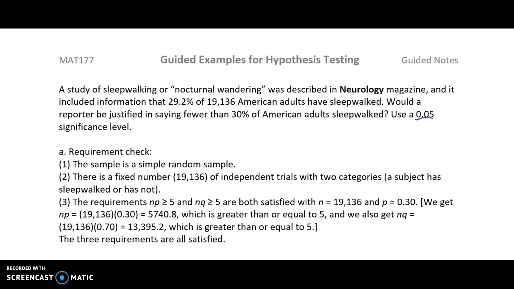Now, the requirement that NP is greater than or equal to 5 and NQ is greater than or equal to 5 are both satisfied. You get N times P is 5,740.8, which is certainly greater than 5. And we get N times Q is 13,395.2, which is also greater than or equal to 5. So all three requirements are satisfied, therefore we can move on with this problem.